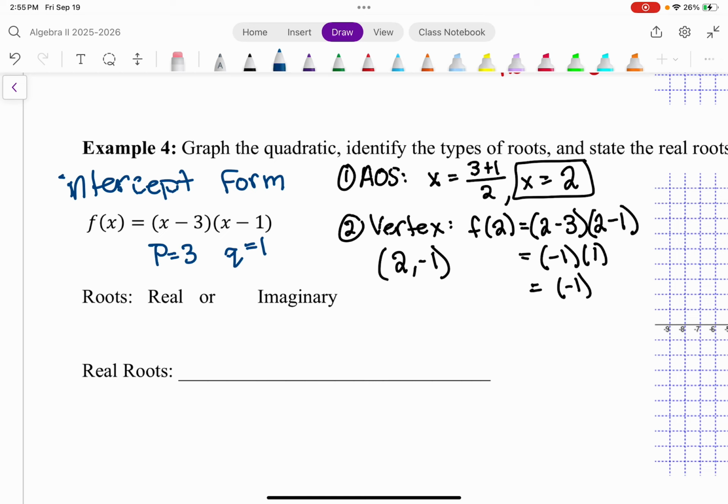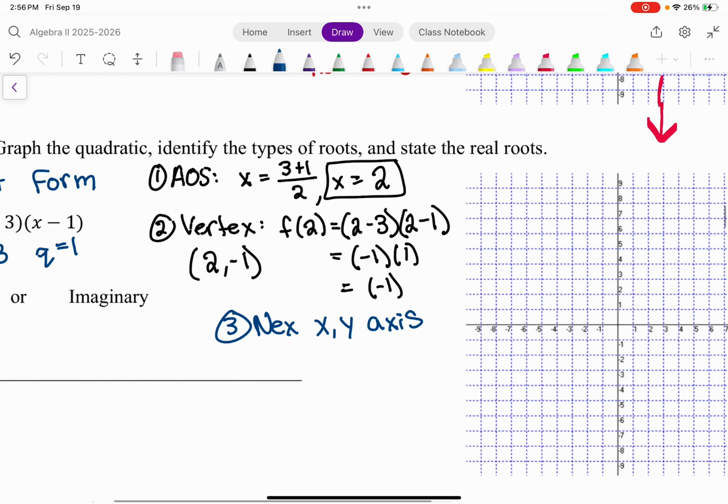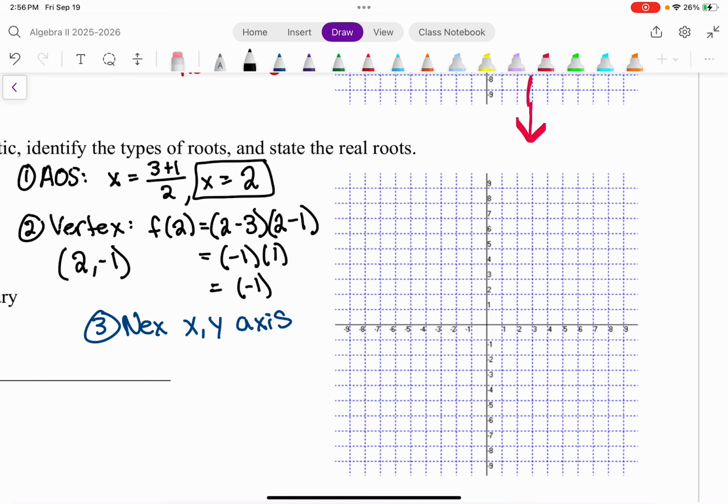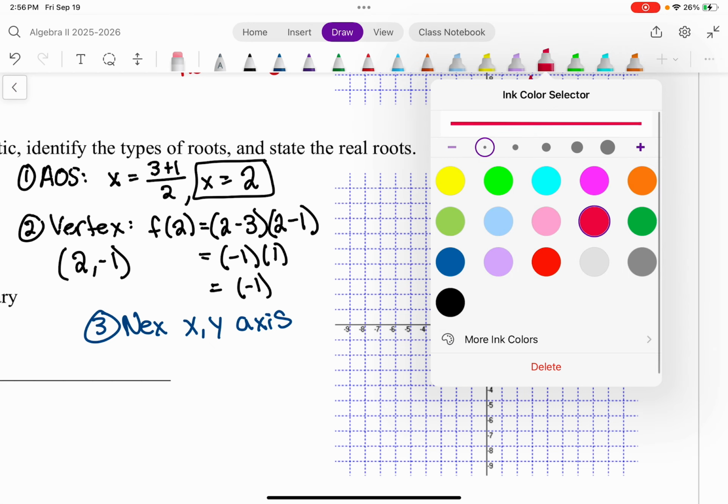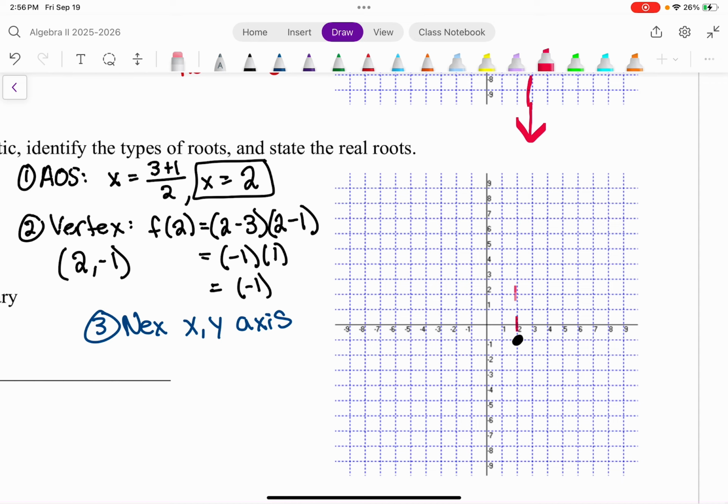Then for step 3, we are going to draw our new axes, new x and y axis. In order to do that, first you plot your vertex, and this one should be at 2, -1. And going through that point, we're going to draw a vertical and a horizontal x and y axis that we are going to use. They should be dashed. Do not draw these solid.